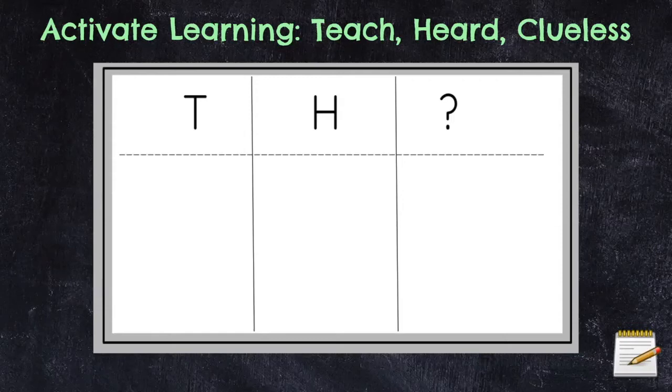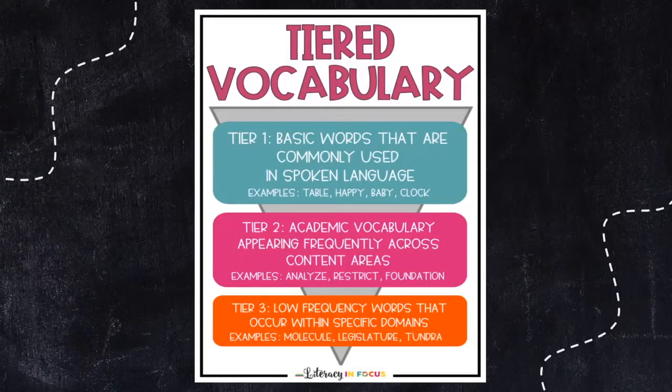It's very important that we keep in mind the tiers of vocabulary when we're teaching vocabulary. This is what I mean when I'm talking about the tiers of vocabulary. Our tier 1 words are those basic words that are commonly used in everyday language. For example, I would guess that most students, almost all, would know what a dolphin is. Our tier 2 words are academic words. They appear frequently, but across content areas. Analyze, restrict, foundation. And then we get to the tier 3 words.